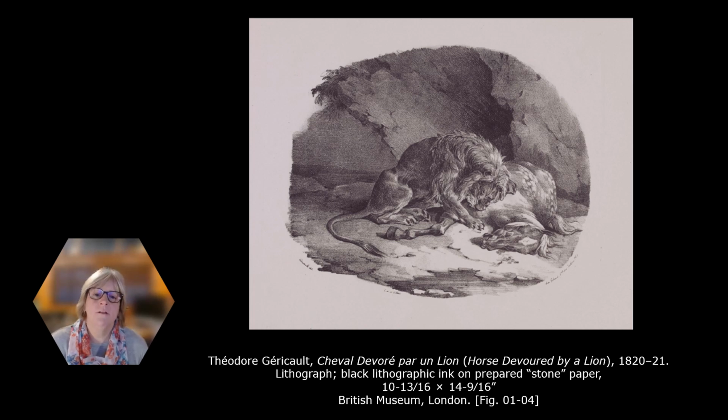Before the development of mass-produced photography, Romantic artists liked to use printmaking as a way of creating an edition of prints that had the spontaneity of drawing. The two most popular techniques to Romantic artists were aquatint and lithography. Here we see Theodore Géricault's Horse Devoured by a Lion, which is an example of lithography.